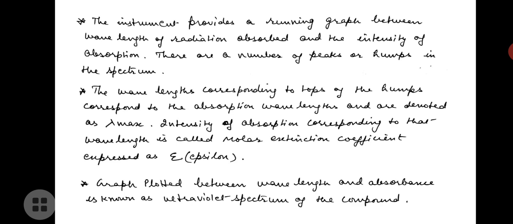There are a number of peaks or humps in the spectrum. The wavelength corresponding to the top of the humps correspond to the absorption wavelengths and are denoted as lambda max. Intensity of absorption corresponding to that wavelength is called molar extinction coefficient expressed as epsilon. Graph plotted between wavelength and absorbance is known as ultraviolet spectrum of the compound.